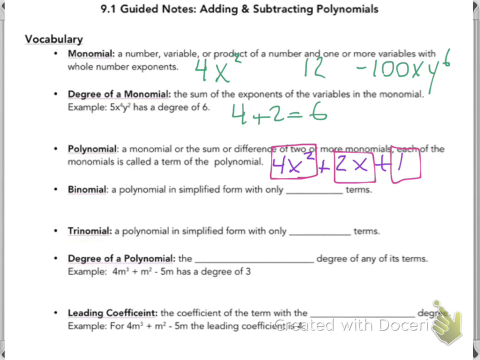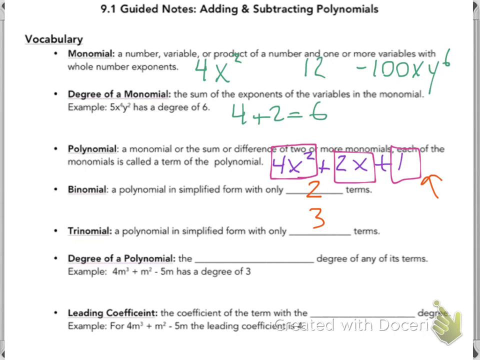Some common polynomials that we see a lot are binomials and trinomials. A binomial is just a polynomial with exactly two terms, and a trinomial is a polynomial with only three terms. So the example I gave you up here would be a trinomial. It's a polynomial, but more specifically you can also call it a trinomial.